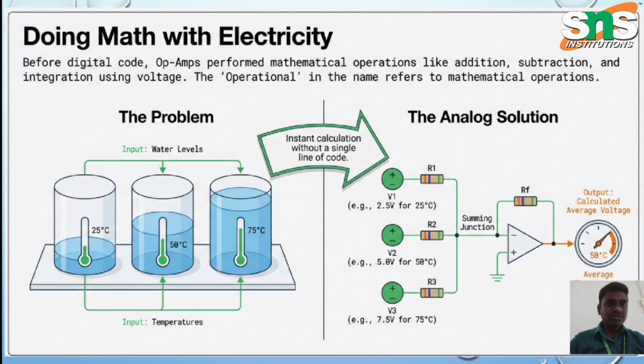Here we are using 3 different resistances, the op-amp, and a reference feedback resistance also. So 2.5, 5, and 7.5 volts are all summed up and go to the operational amplifier as input. Then by using the reference feedback resistance, we get the output as 50 degrees Celsius, the average. So by using this simple circuit, you can find out the average temperature of the particular problem. This is the way the operational amplifier works.